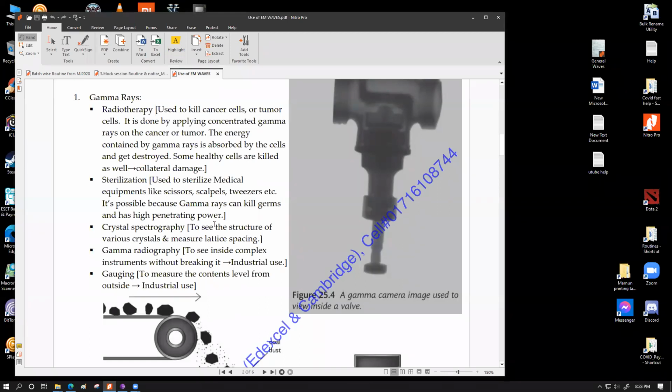High penetrating power মানে হচ্ছে, মনে করো তুমি, let's say you have a tray of medical equipment, so they are overlapping scissors and tweezers and other stuff. You shouldn't only kill the germs on the top surface. You should be killing the germs throughout the equipment. That's why gamma ray is more useful, because they can penetrate metals and kill the germs everywhere. Then crystal spectrography to see the structure of the various crystals and minerals.